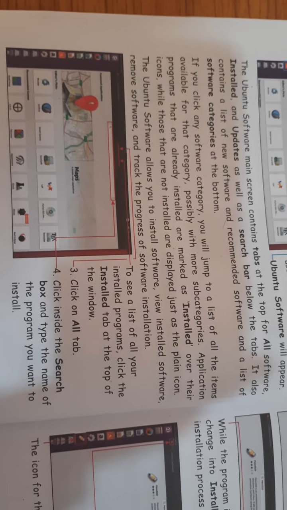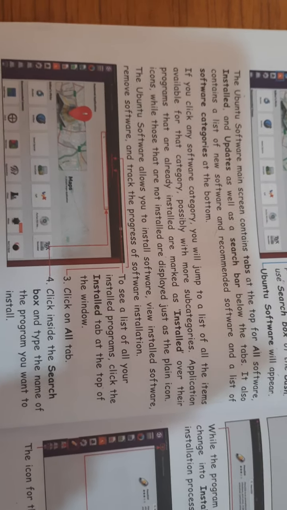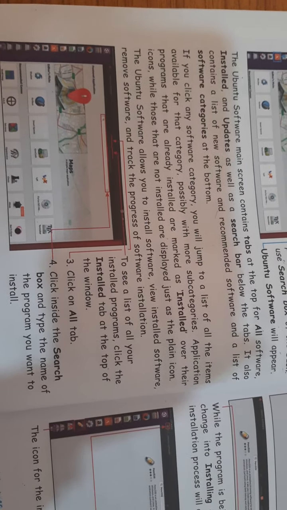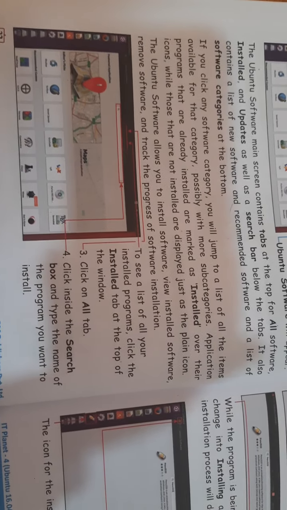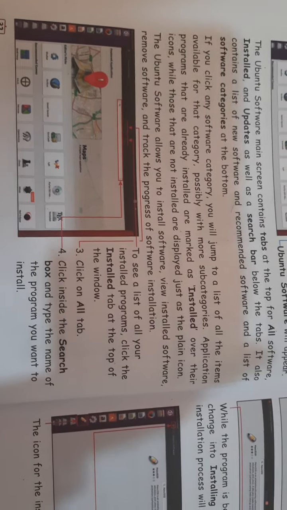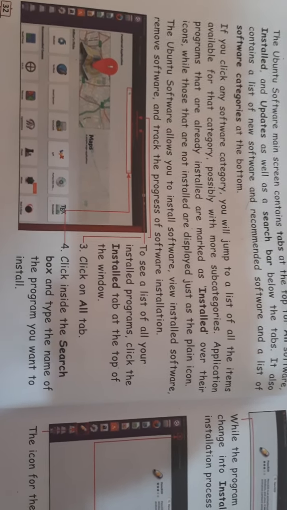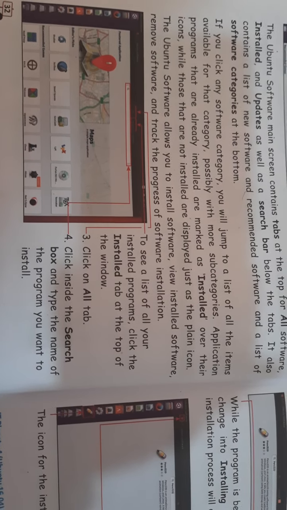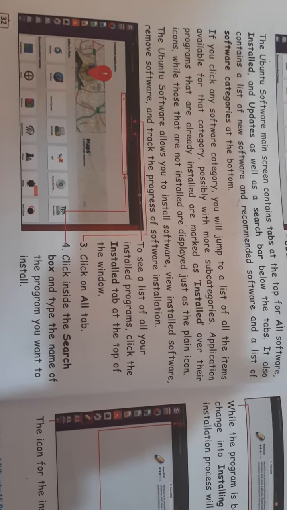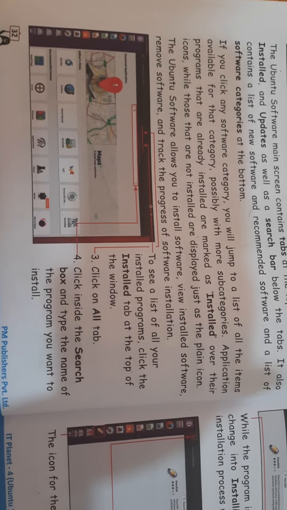Now to see a list of all your installed programs, click the Installed tab at the top of the window. From the top of the window you have to click the Installed tab because you want to see what all computer programs or softwares are installed in your system, right? Now click on the All tab.